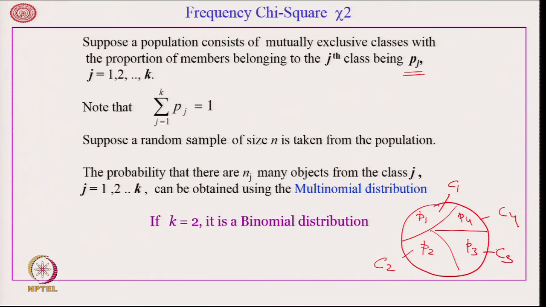And we have to understand that they are mutually exclusive. That means that no element can belong to 2 of these classes at the same time. Now, sigma p_j for j = 1 to k is equal to 1, where k is the number of classes. Now, suppose we have taken n samples from the population. The probability that there are n_j objects from class j, for j = 1 to k, can be obtained using the multinomial distribution.